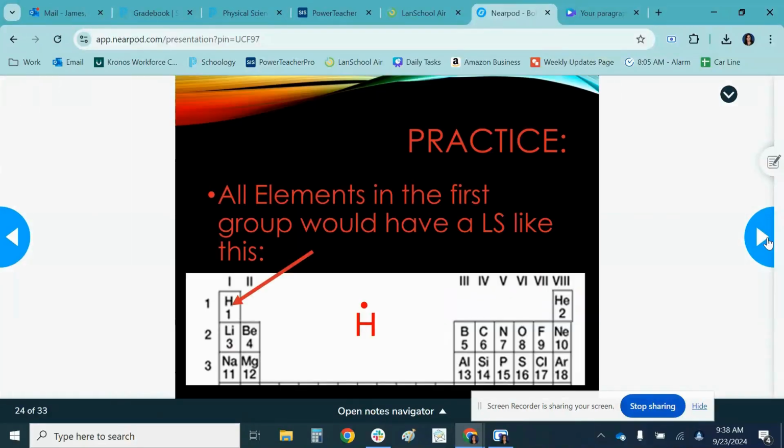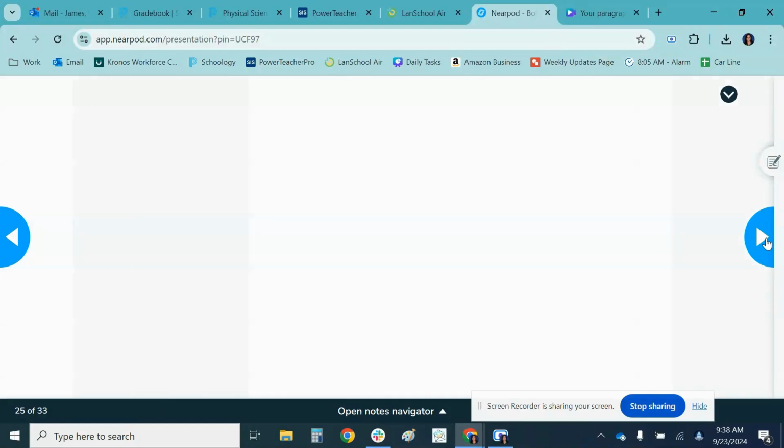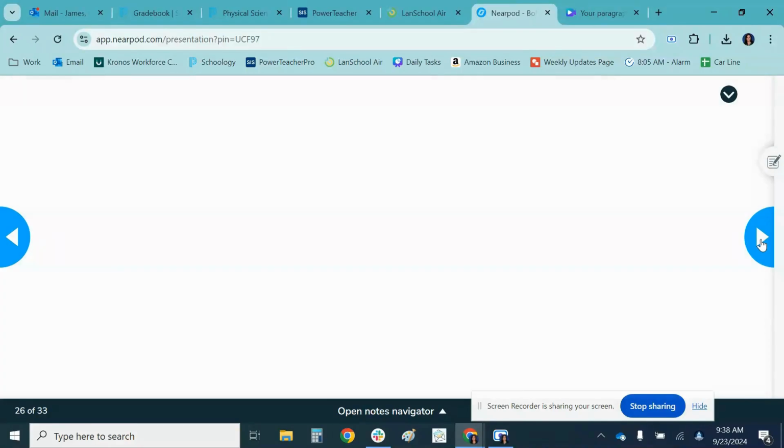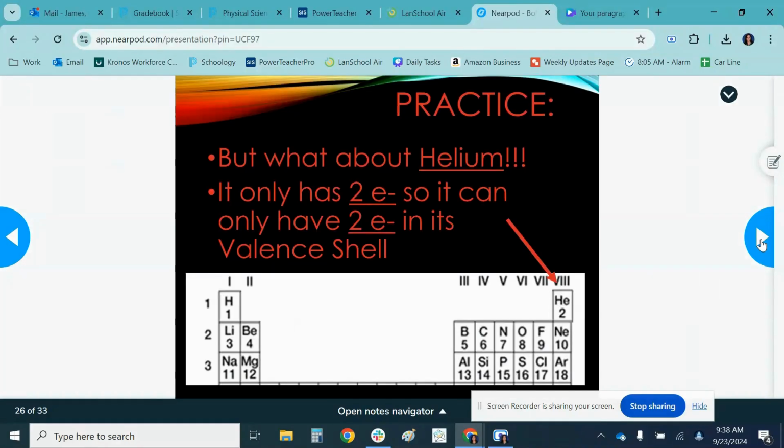Remember that if you need to pause here and read the screens, you can, or you can go into the folder where we had this presentation. You can find that folder in the Quarter 1 folder in Schoology.